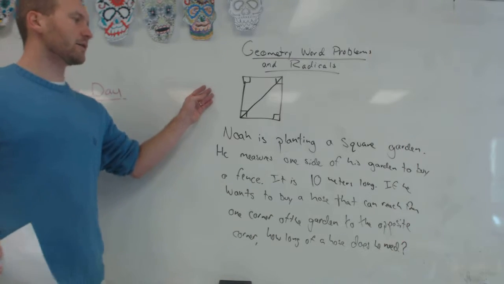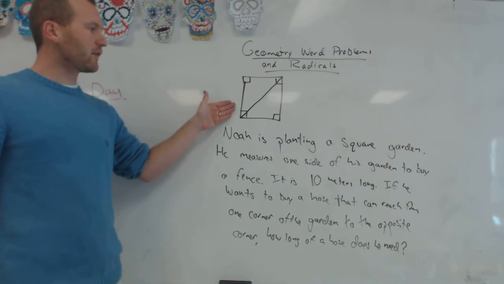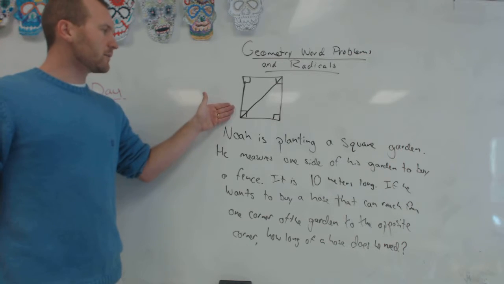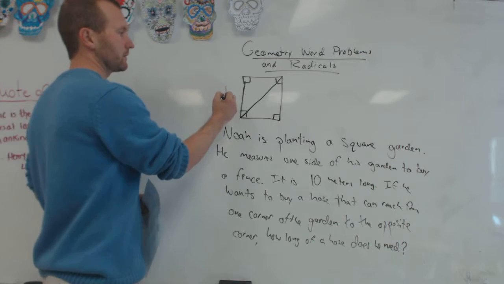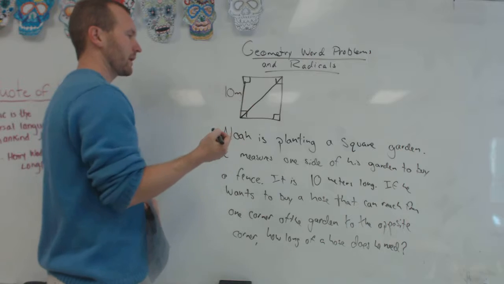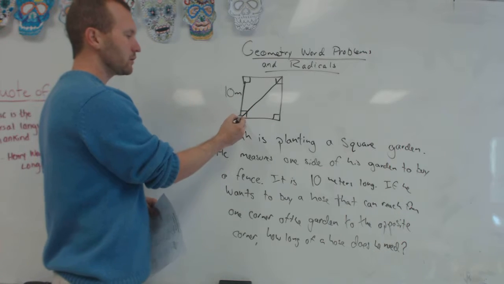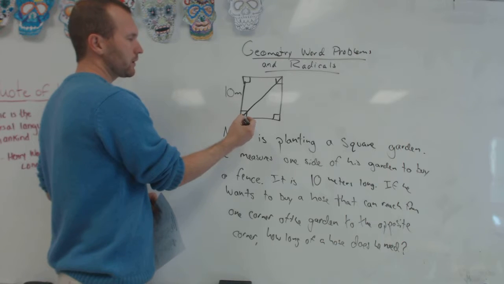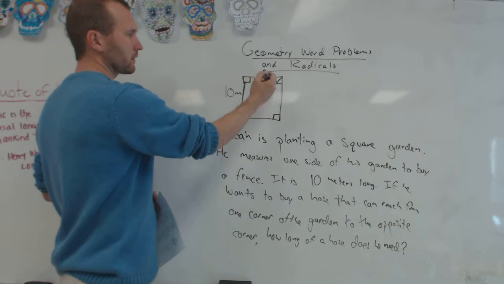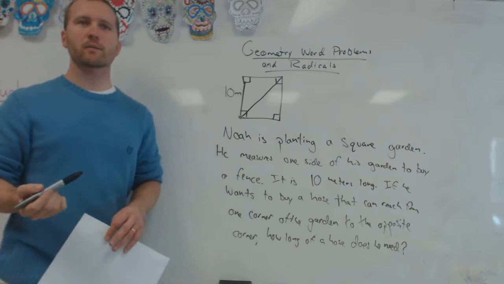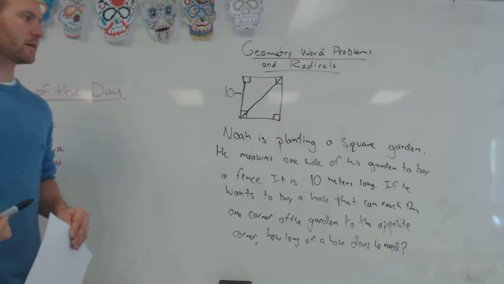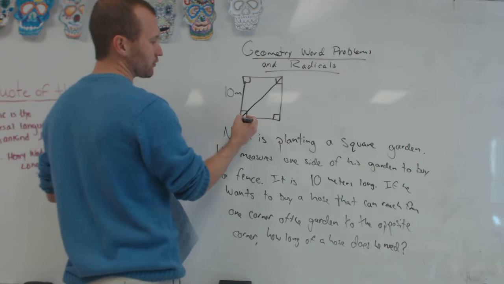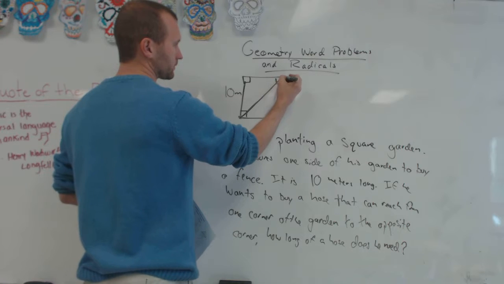So he's making this garden, right? He measures it out because he's going to buy a fence. He has 10 meters on every side of his garden. Now he realizes, okay, now I need to buy a hose that can reach every point in the garden. So it can reach from one corner all the way to the other corner. And that way I can water my garden. So that's a diagonal across this garden.